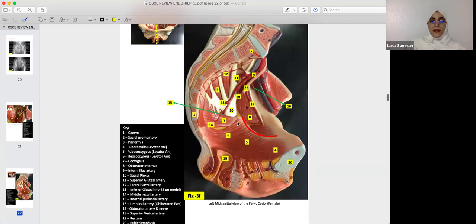All those pinkish colors are basically the muscles, different muscles all the way in the pelvic floor. This muscle is the puborectalis. This muscle, number 5, is the pubococcygeus. This muscle is the iliococcygeus. Those are the muscles of the pelvic floor. Here it's the exact same thing: it's also pointing to different veins, arteries, and nerves. In number 10, it's basically a couple of nerves.